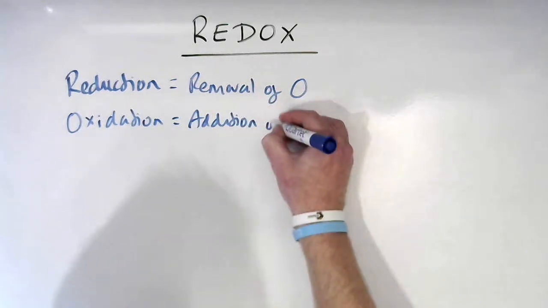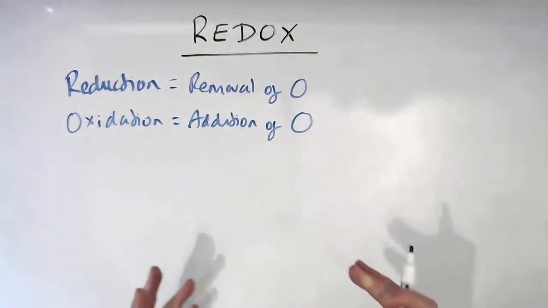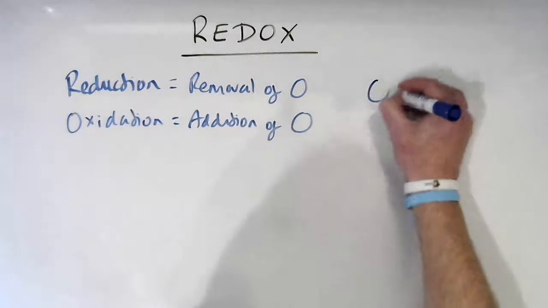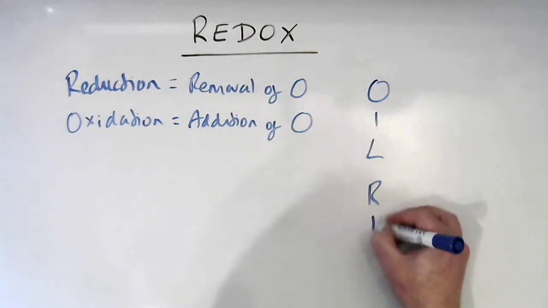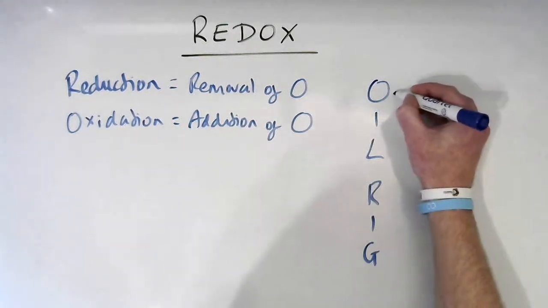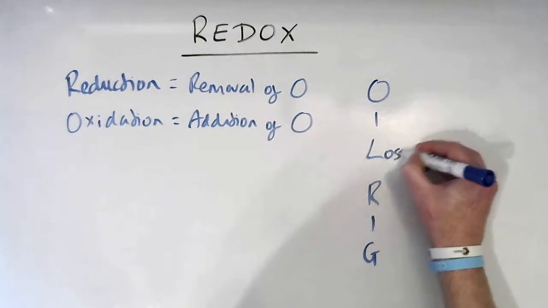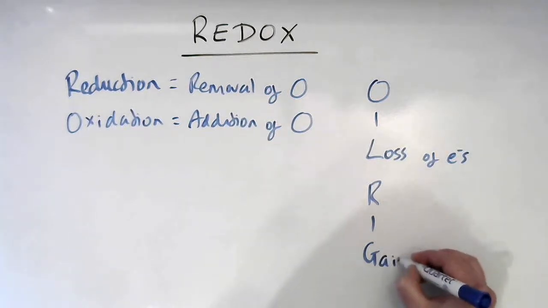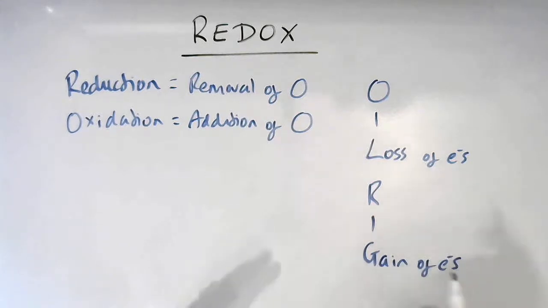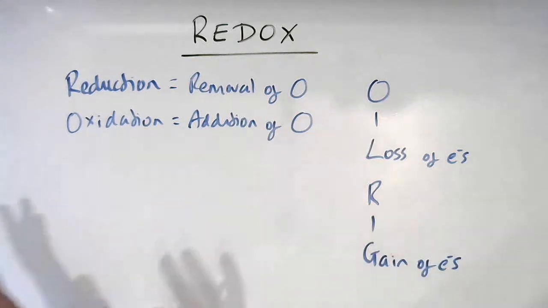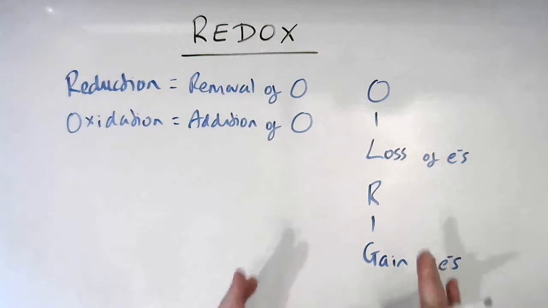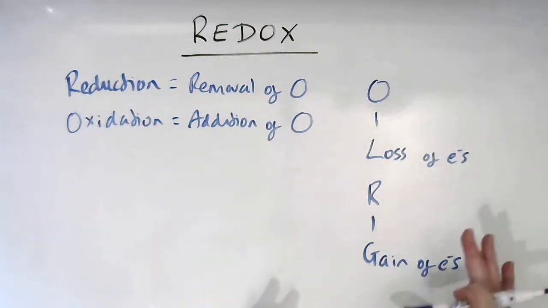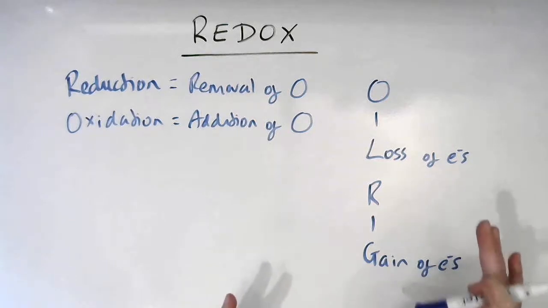So you may have looked at that in terms of maybe the blast furnace or something. The other way to think about this is OIL RIG. So oxidation is loss of electrons, reduction is gain of electrons. Now OIL RIG will suit you fine for the entirety of your A-level chemistry studies. So OIL RIG, really, really important, holds true all the way through.